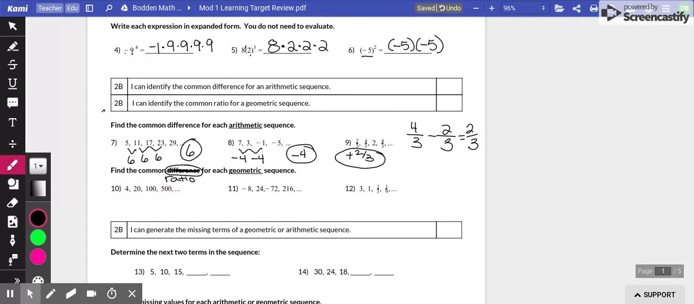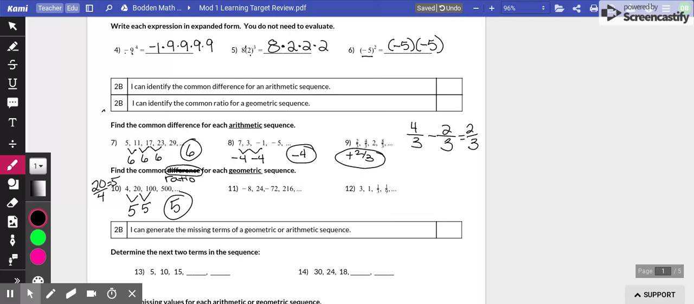All right, so I know that I am either multiplying or dividing by a number to get to the next term. So what could I multiply by to go from 4 to 20? Well, I can check that by doing 20 divided by 4, which I know is 5. Let's check and make sure that's true. Is 20 times 5 100? Yes, so my common ratio is 5.